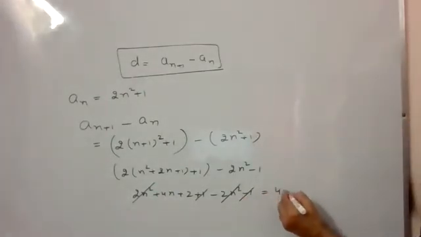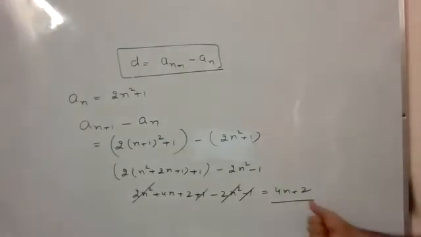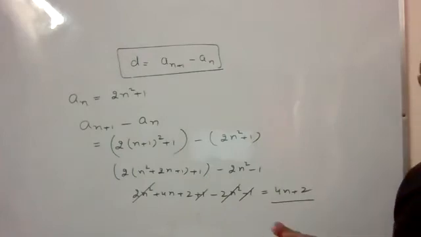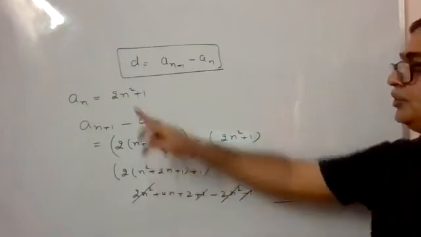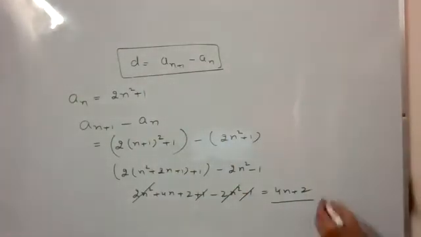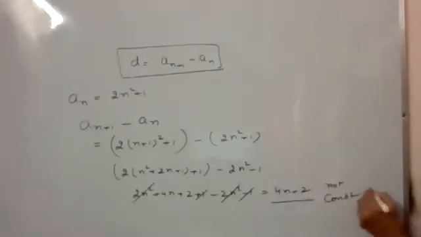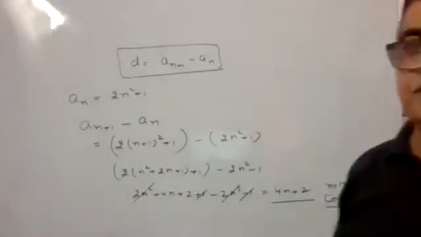Is the result constant? No. This is not coming constant, because it depends on n. So it is not a constant. If it is not a constant, we will say it is not an AP. So this sequence will not give you an AP. You should keep in mind, if it is not constant, depending on n, we will say no, it is not an AP.